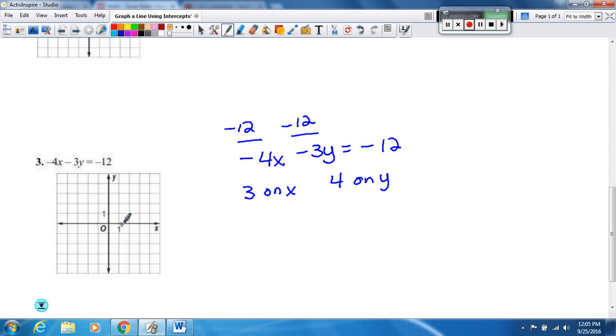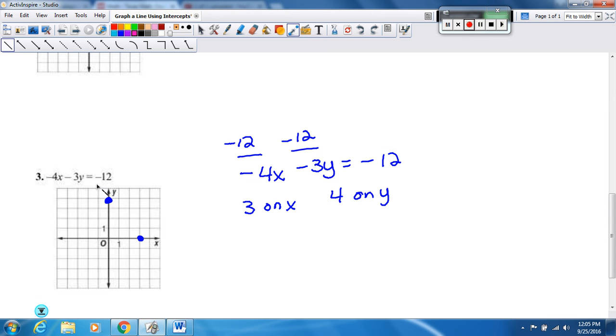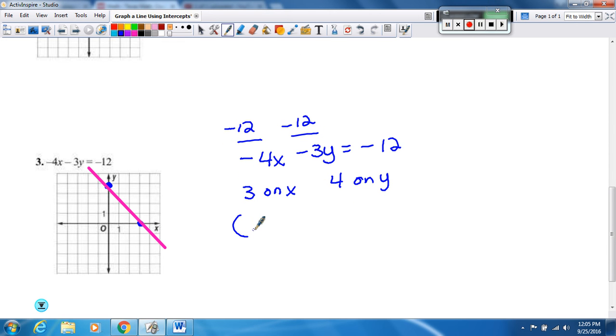So 3 on x, 1, 2, 3 right here, and 4 on y, 1, 2, 3, 4 on y right here. You connect those with a line. The intercepts, you've got 3 for x and 0, and then 0 for x and 4. Those are the x and y intercepts.